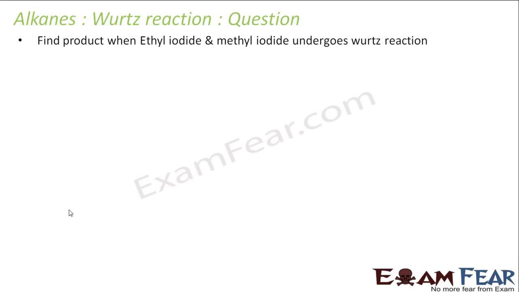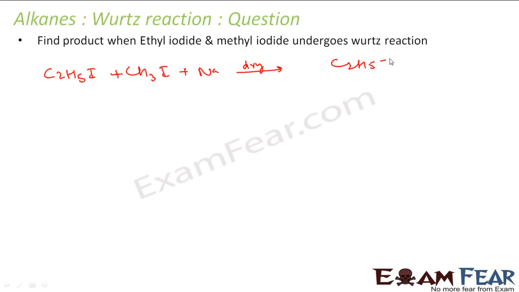The question is: find the product when ethyl iodide and methyl iodide undergo the Wurtz reaction. Here I have ethyl iodide, C2H5I, and methyl iodide, CH3I. It undergoes this reaction with sodium in dry ether. One product you can have is ethyl reacting with methyl, giving C2H5 and CH3. The second option is ethyl reacting with another ethyl radical, that is you get C2H5 and again C2H5.